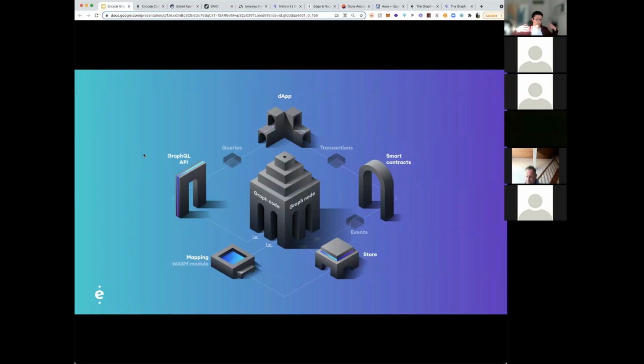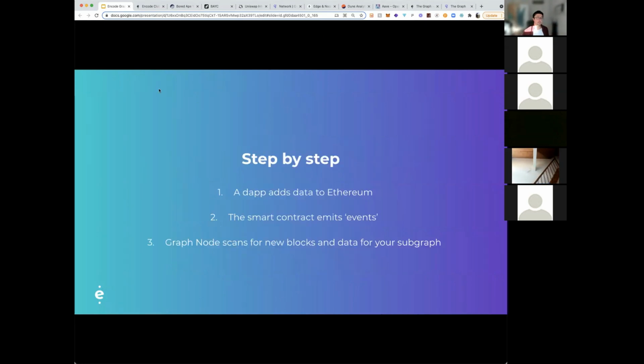It's also dealing with a lot more data in general, and much more granular data. So how does this work? We'll go back to the graph. A dApp adds data to Ethereum. The smart contract emits events, like things happening. The graph node scans new blocks and data for a particular subgraph.